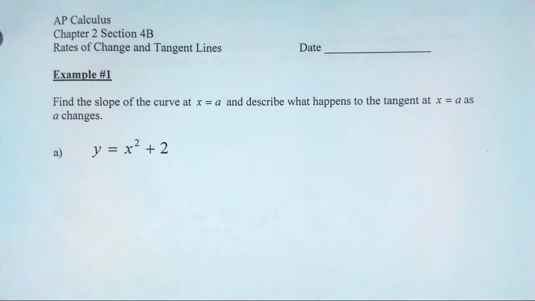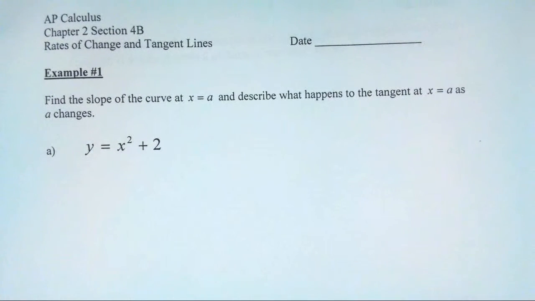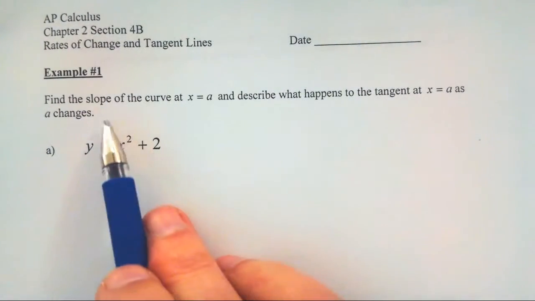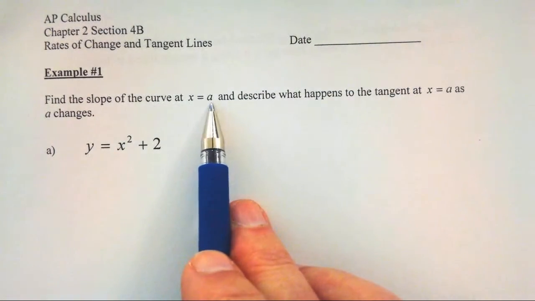Okay, second half of section 4b. Only going to cover a couple problems on this video, and then we'll pick it up on the next video. We'll get the remainder of this tomorrow. Find the slope of the curve at x equals a.